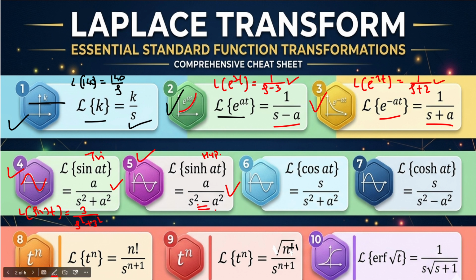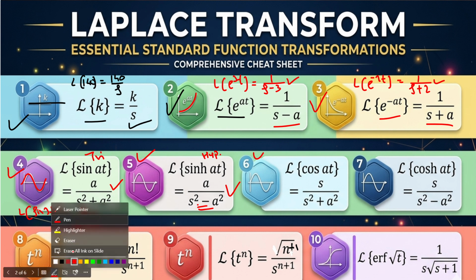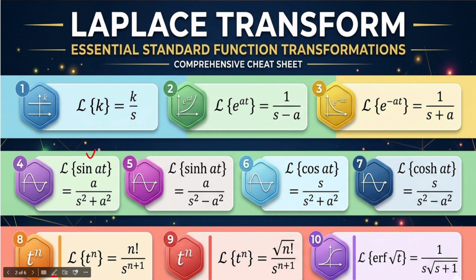Okay, remember this. Formula number 6, cos at. Laplace of cos at is s upon s square plus a square. You can see here formula number 4 and formula number 6. If sine term is there, you have to consider a term in numerator, and if cos term is there, you have to consider s term in numerator, and the denominator in both cases is the same, s square plus a square.